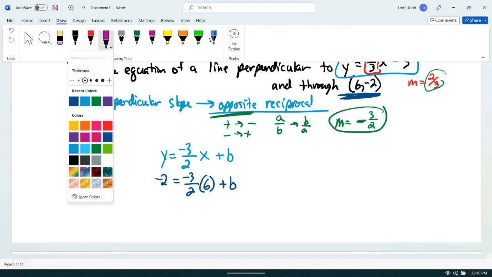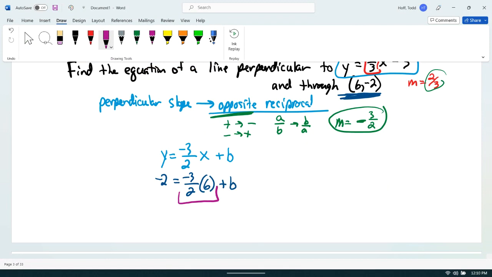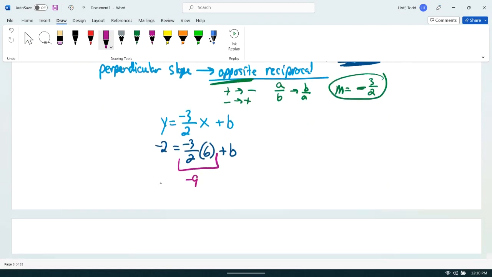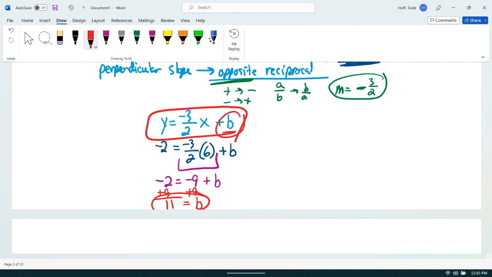So anyway, now we have to combine. Negative 3 halves times 6 is a negative 9. So negative 2 equals negative 9 plus b. And to solve for b, we add 9. So negative 2 plus 9 is 11 equals b. So up here in this equation, b is positive 11. So that becomes y equals negative 3 over 2x, and instead of plus b, we put in plus 11.